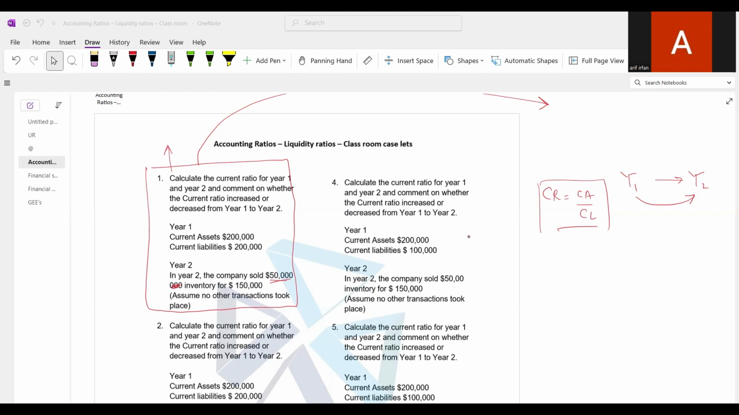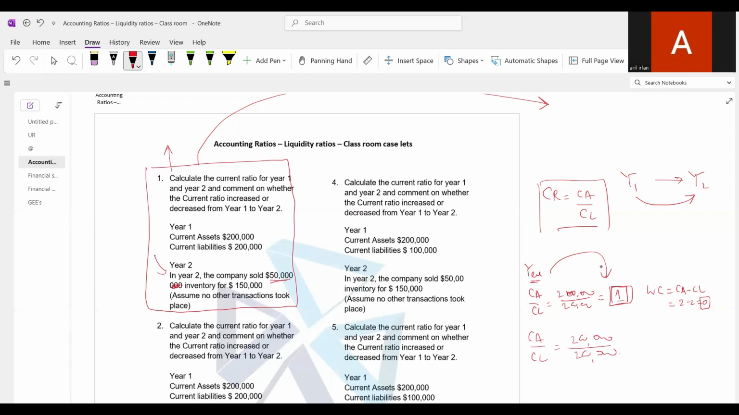So for the year 1, let's calculate. What are the current assets? What are the current liabilities? Straightforward question. 200,000 and 200,000. So what is the current ratio? It is 1. It is not 0. Try to understand, it is 1. Current asset, current liability, 200,000.